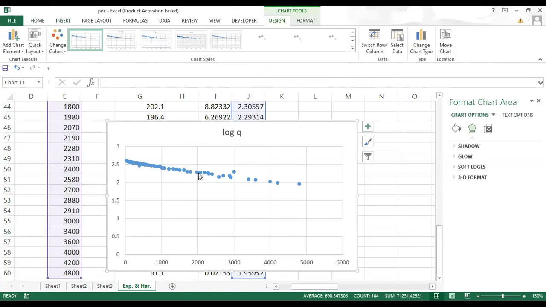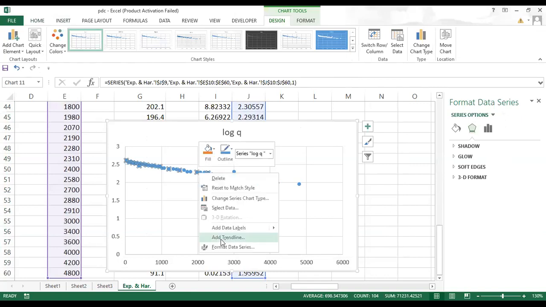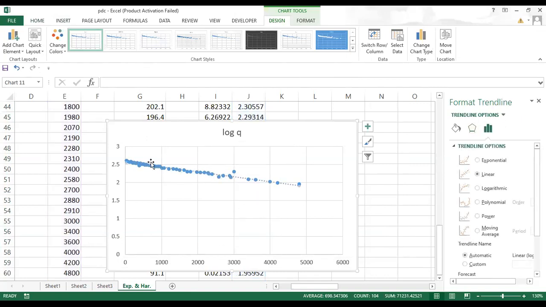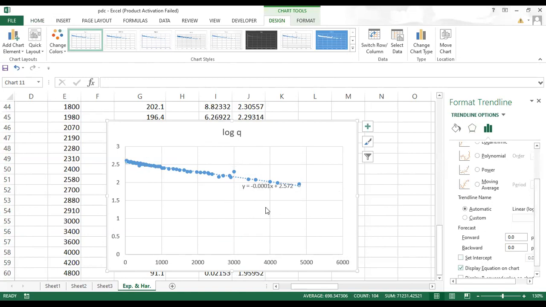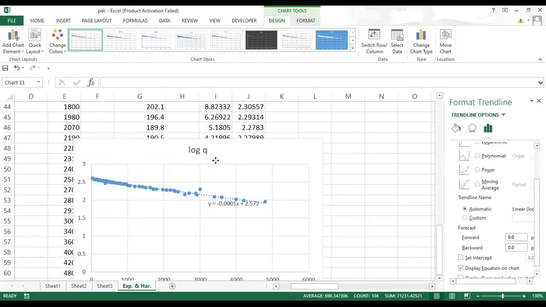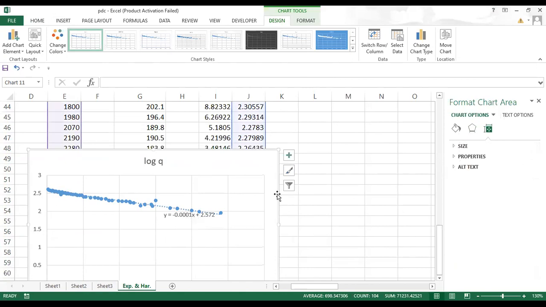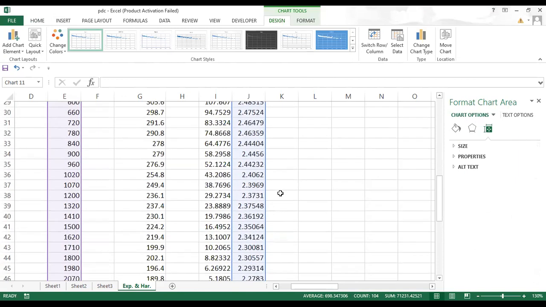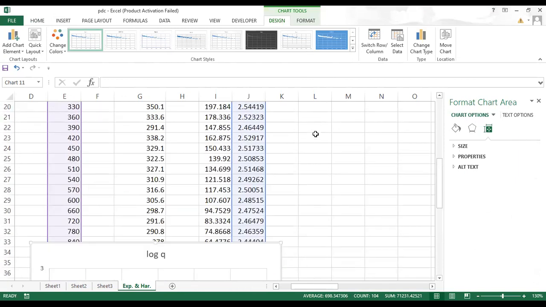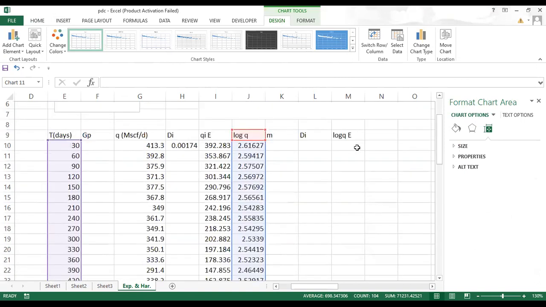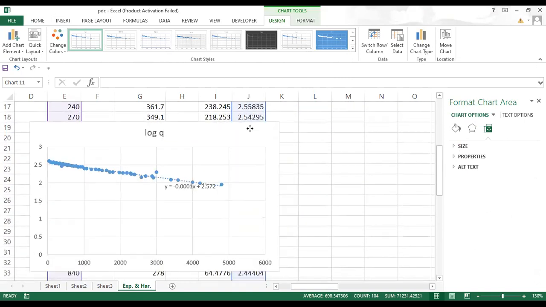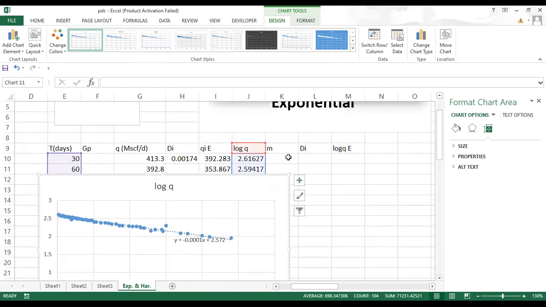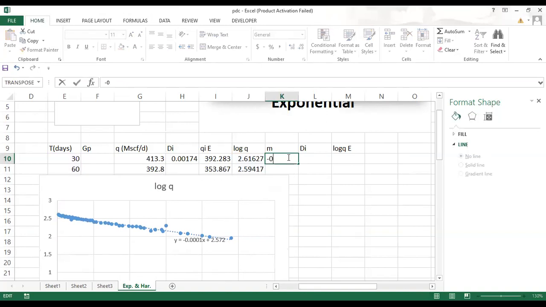So this is the equation I got, but still this is not the answer. So I will add a trend, which will give me a supporting trendline. For this line, I will display the equation, Y is equal to mx plus c. So my slope is minus 0.0001. I can write the slope value near the columns, which will make it easier to get. And I got the value of slope as minus 0.0001.